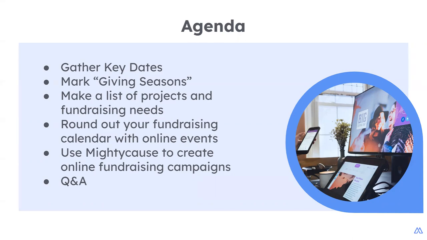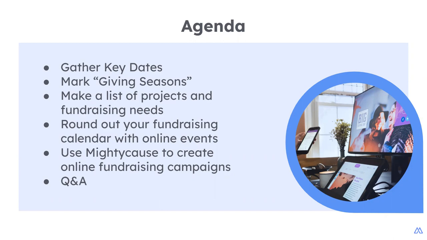So in the agenda, we're going to talk about how you can gather key dates from all of your key stakeholders at your organization. We're going to talk about giving seasons. Every season has its own flair, and I want to make sure that you are aware of some of the trends and how people actually donate, and when to maybe think more about stewardship. That way you're not just constantly asking, you're also telling people how they are making an impact with their donations and how you can thank them.